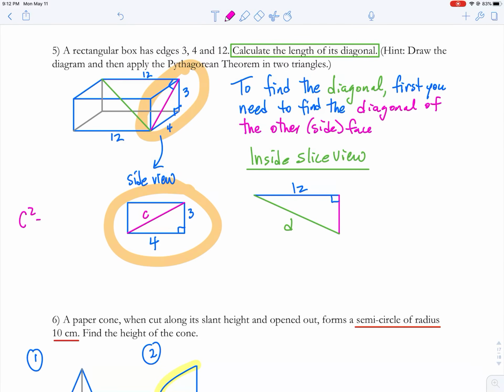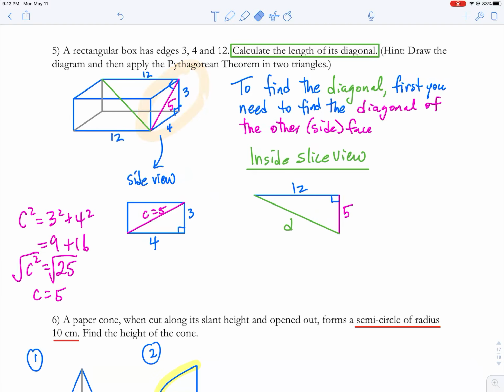So C squared is going to equal 3 squared plus 4 squared. So that's 9 plus 16. So C squared equals 25. Square root both sides. I get that C equals 5. So we now know that that pink diagonal is equal to 5.